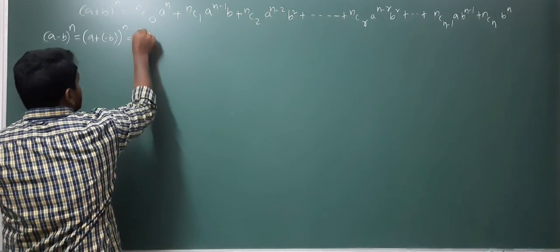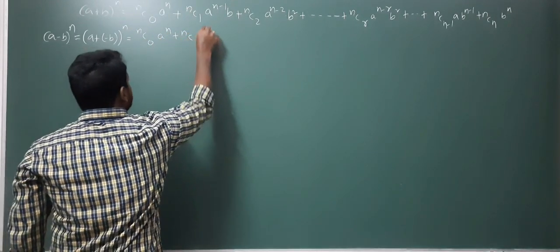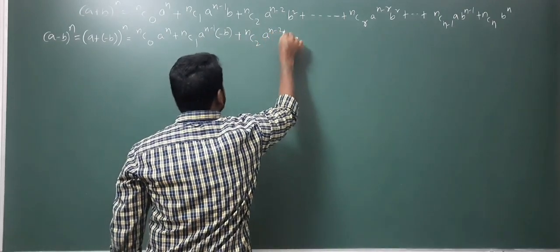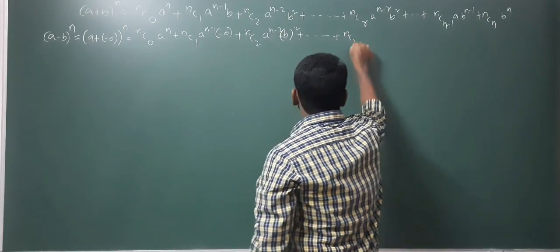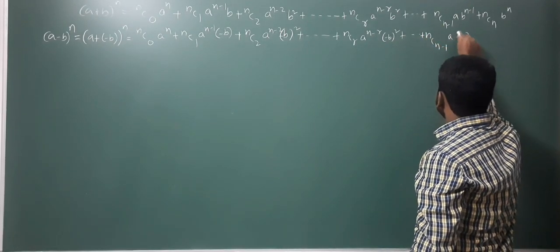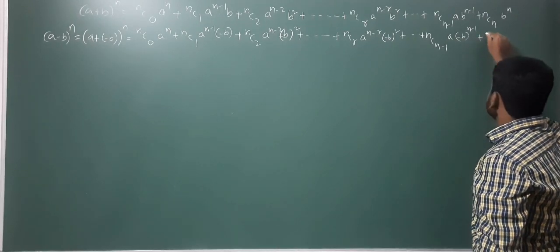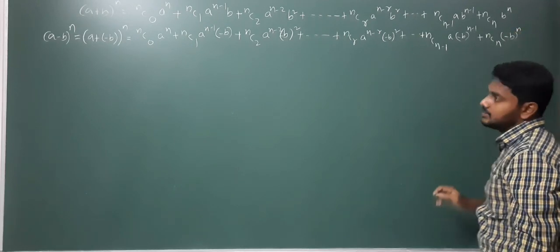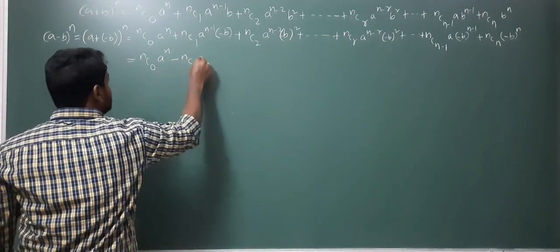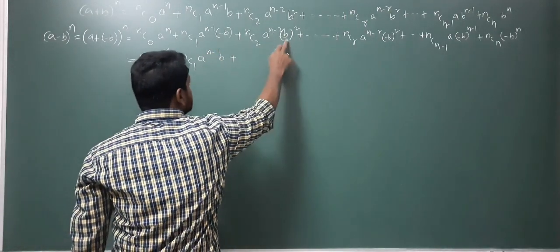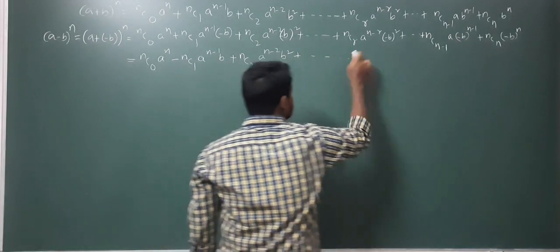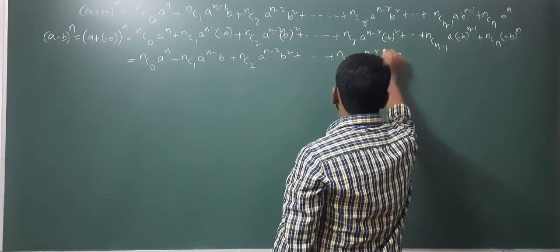So it will be nC0 a power n plus nC1 a power n minus 1 into minus b, plus nC2 a power n minus 2 into (minus b) whole square, plus so on, nCr a power n minus r into (minus b) power r, plus so on, nC(n minus 1) a into (minus b) whole power n minus 1, plus nCn (minus b) whole power n. If you observe, this will become nC0 a power n plus into minus nC1 a power n minus 1 into b. Next, (minus b) whole square is plus b square only, so it will be nC2 a power n minus 2 into b square, plus so on, nCr a power n minus r into (minus b) whole power r.